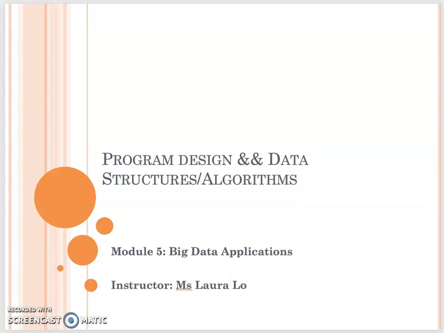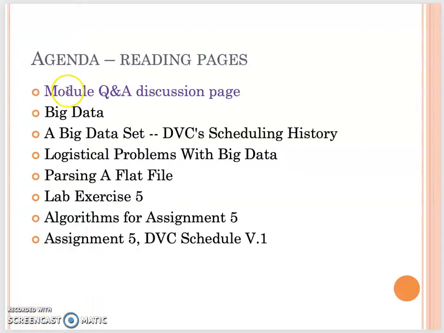So since we say module 5 is big data application, what is big data? I believe you heard about that a lot. We have fast internet search. We have our AI control. That's all because we have an amount of data we can process quickly.